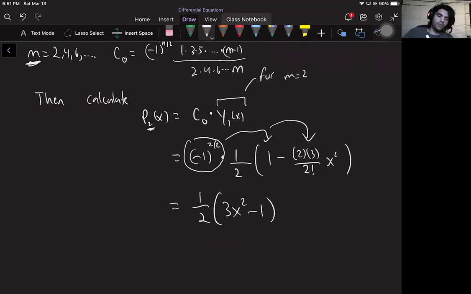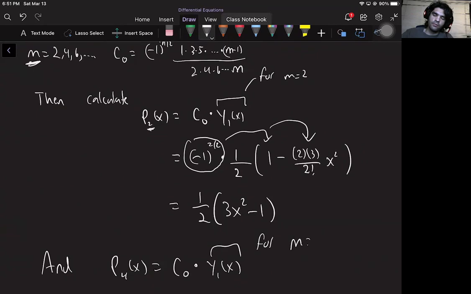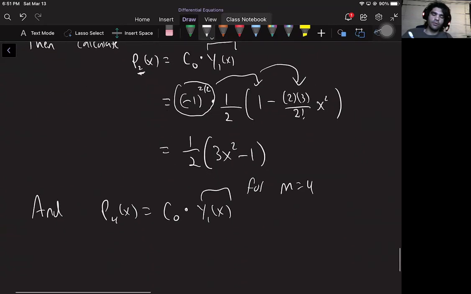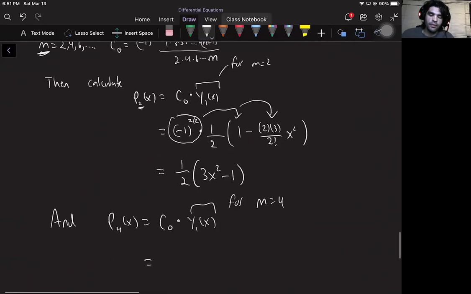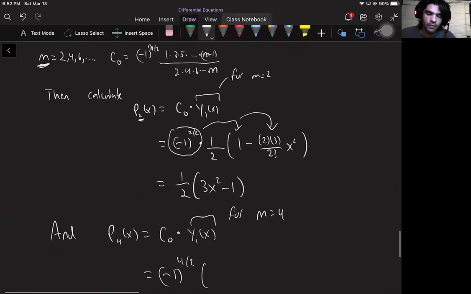Okay, and then I could do P4. It would be C0 times y1 of x, but now the y1 of x for m equals 4. And I'm still using this formula for C0. So that would be -1 to the 4/2 times 1 times 3 over 2 times 4.